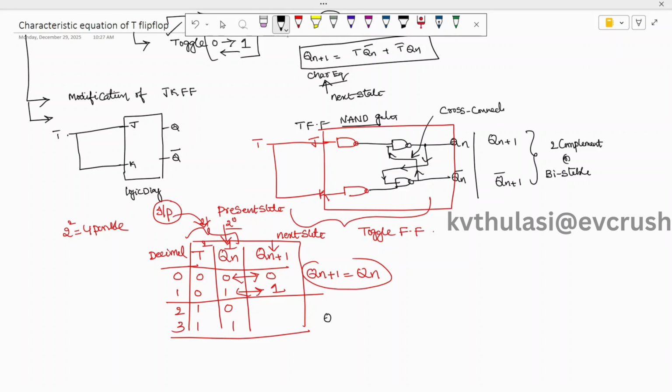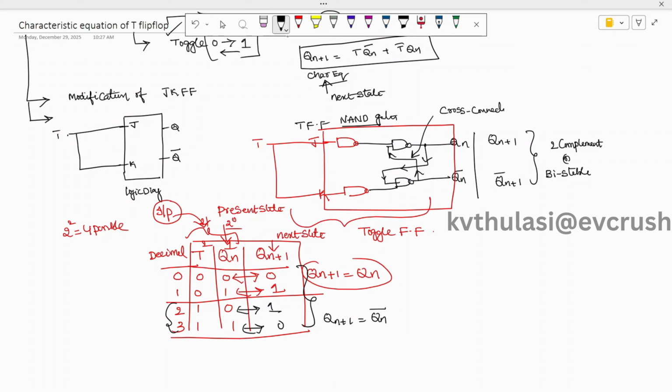And coming to the next inputs, for decimal 2 and 3, Qn plus 1 is equal to Qn bar, I mean the negation of these inputs. What is the negation of 0? 1. What is the negation of 1? 0. Okay. So like this you are going to have the possible outputs, as Qn plus 1 is equal to Qn.